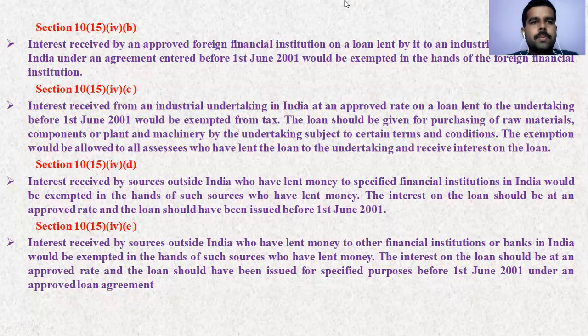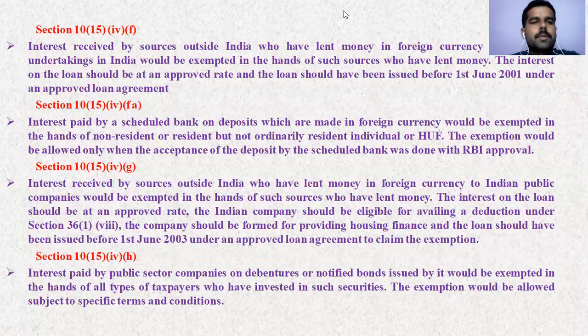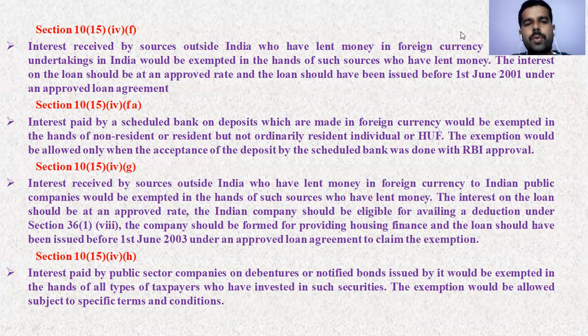The next one here, section 10(4F), interest received by sources outside India who have lent money in foreign currency to an industrial undertaking in India would be exempted in the hands of such sources who have lent money, and the loan should be at an approved rate also. Okay, in all the sections we are observing that the approved rate is common. Before only, it is fixed between the institutions here.